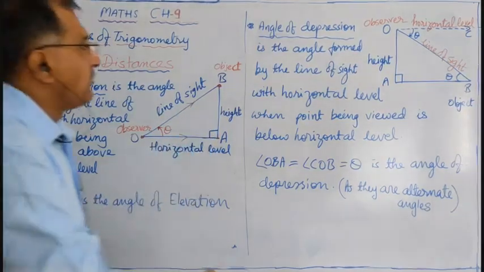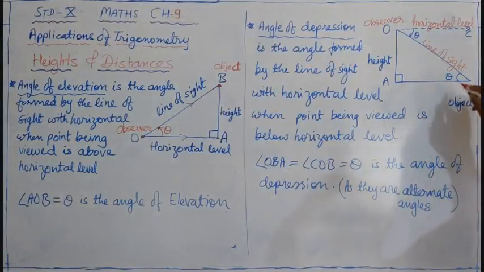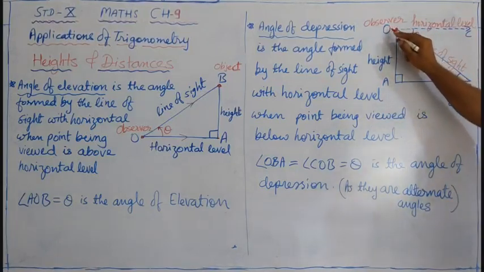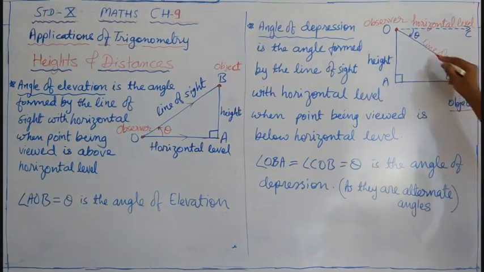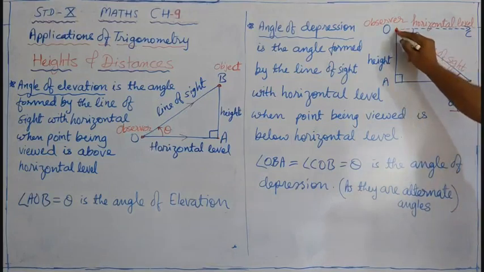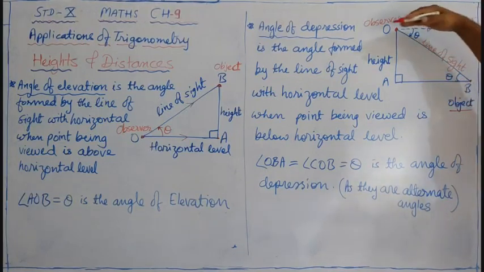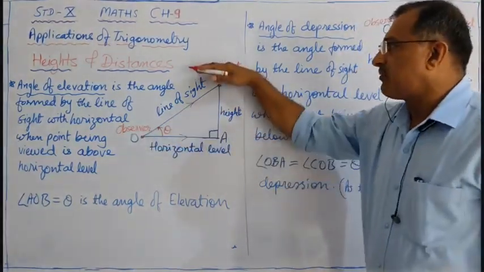Similarly, here for the angle of depression, you can see AB is the ground level, and OC is the horizontal level parallel to the ground, and this point is the point of observer. Here is the object. Now this line is the line of sight. From this point the observer is observing this object. Here the point being observed is below the horizontal level. You can see this is the horizontal level, and it is below the horizontal level. Here it is above the horizontal level, where you are observing the top.